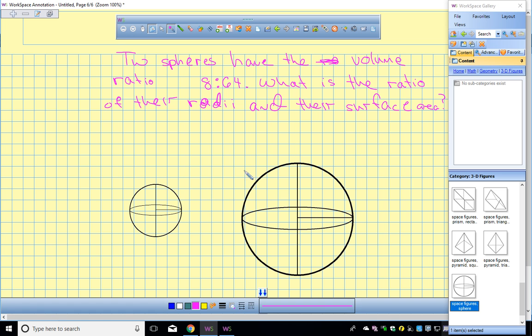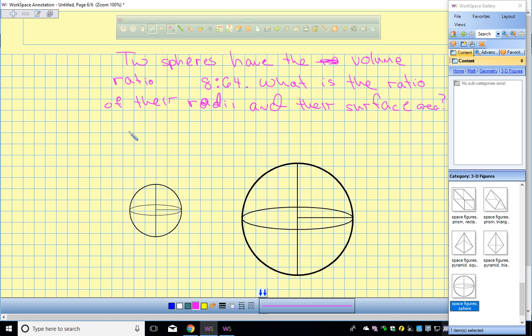So their actual volume isn't 8 and 64, but their ratio is 8 to 64. How do I find the ratio of the sides if I know the ratio of the volumes? Cube rooting it. Do you know how to cube root things on your calculator? I kind of showed you the other day.